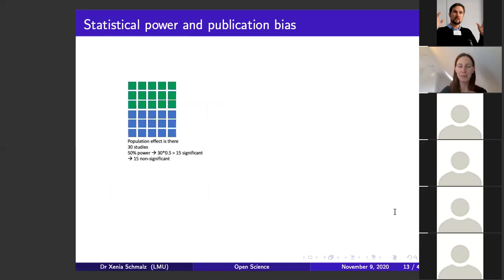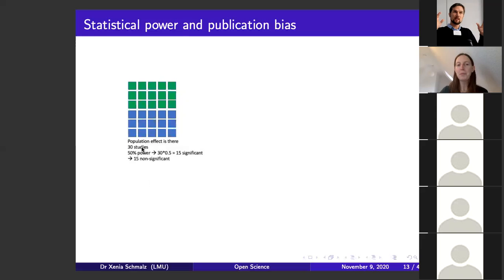So why is this problematic? I've got a schematic depiction of this. Here we have an example with 30 studies. Let's say 30 researchers all over the world are interested in a particular effect, for example, the effect of a particular drug, whether it's beneficial or not. All 30 labs run one study. Everything is identical. The treatment is identical. The number of participants is identical. And the statistical power is, which normally we don't know in the real world, but this is a hypothetical example, I just say the statistical power is 50%.